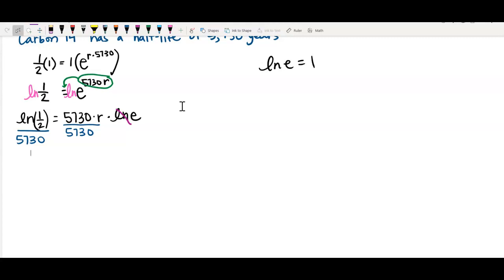When we do that, go ahead and put it in your calculator. A lot of this is calculator work. You're going to figure out what the natural log of 1/2 is, and then divide it by 5,730. On some of your calculators, you'll have to do natural log of 1/2 and then press enter. And then divide that by 5,730. Okay, and you get a negative number. You should get a negative number because this is decaying. So that means the decay rate is negative.